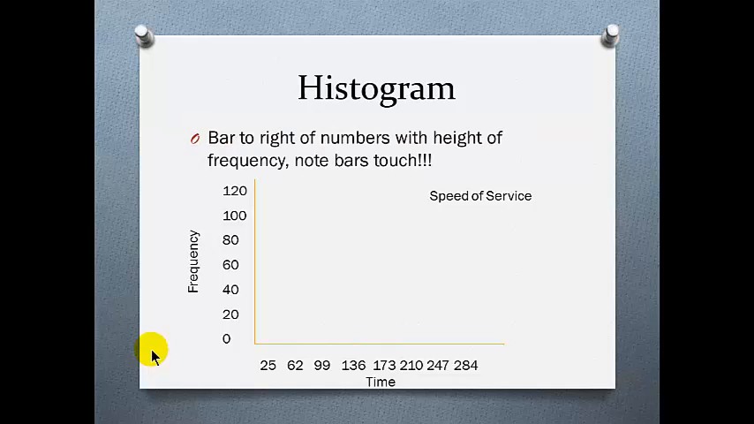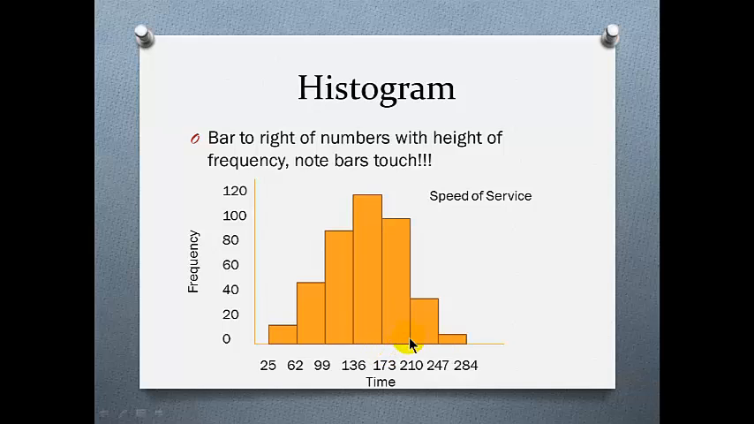Then what we're going to do is we're going to make a bar to the right of each number showing the frequency. So the 25 to 62 showing the frequency up to there. Then we look at our data, 62 to 99 appeared 41 times. So we make our bar going just over 41. And we keep going, 99 to 136, 136 to 173, 173 to 210, to 247, and to 284.